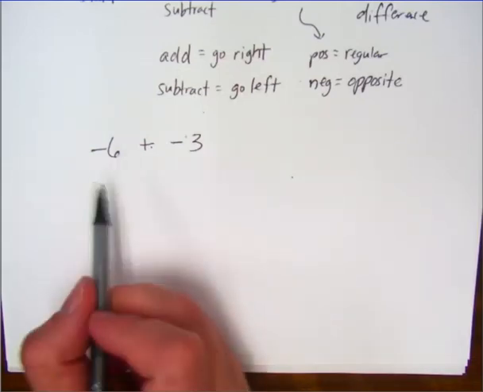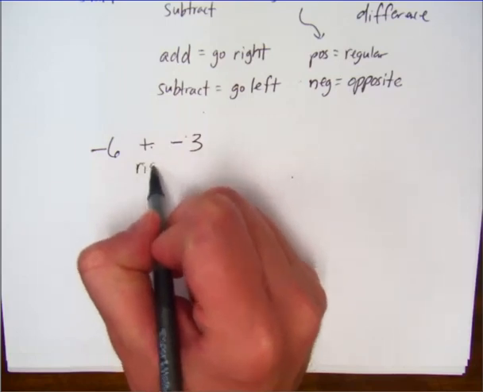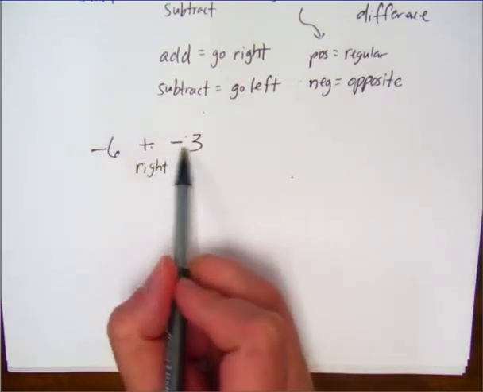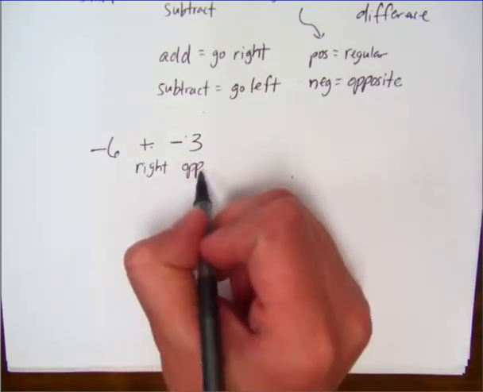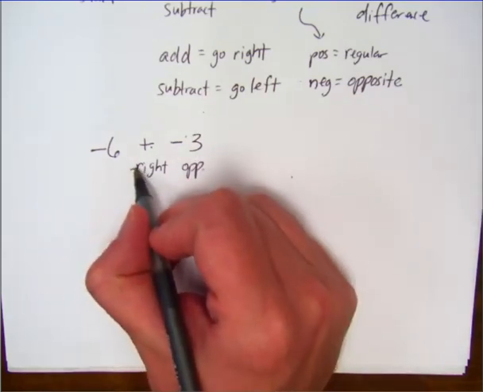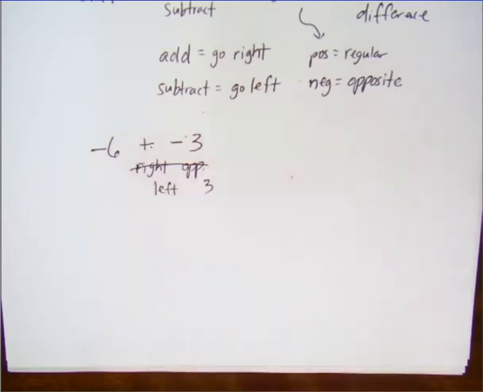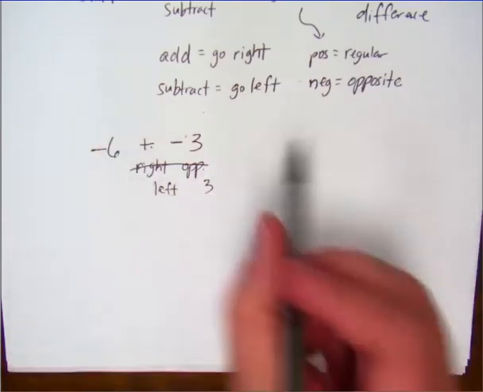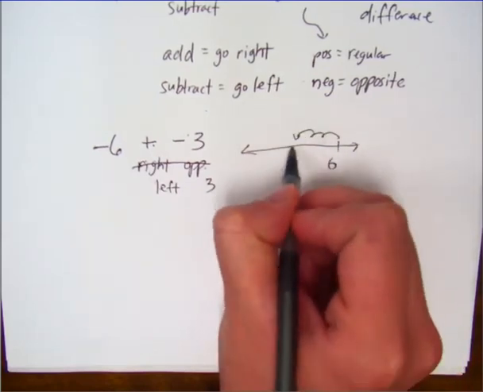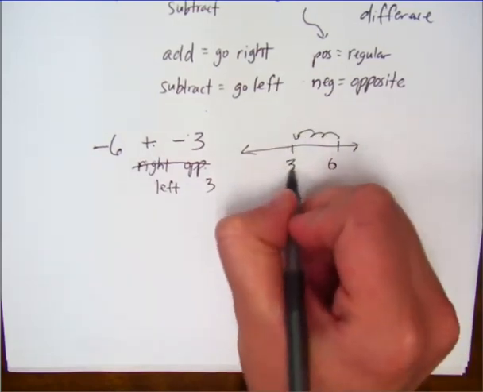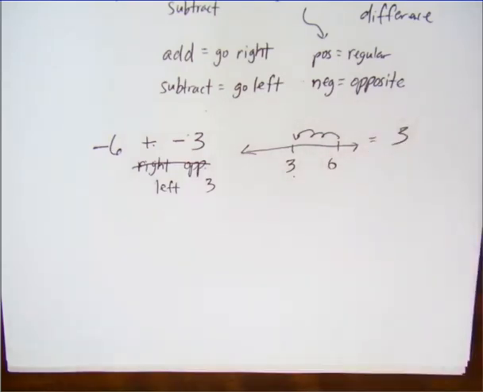-6 plus -3 means that we're going to start at -6. Add means to go right, and then this negative sign means we're going to go the opposite of right. So instead of thinking of that as right opposite, we're going to translate that into go left, and we're going to go left by 3. So starting at -6, if I go left 3, 1, 2, 3, where do I land? Well, that's going to land me at -9. So that means that the answer to this has to also be -9.